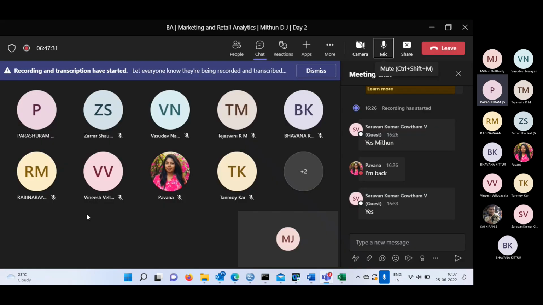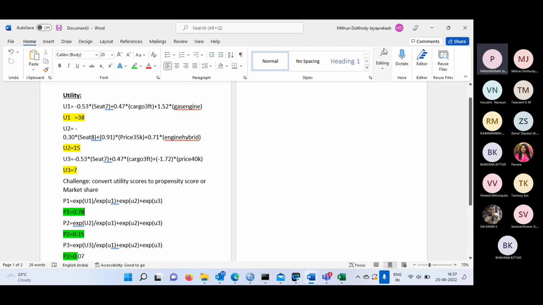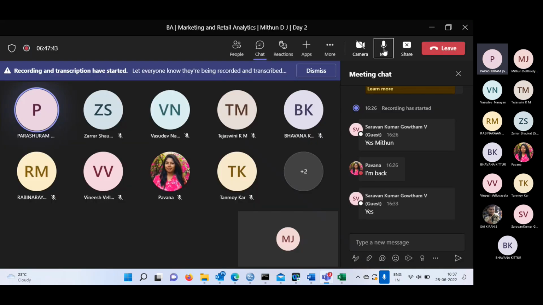Mithun, one more doubt. Here you mentioned seat 7 and cargo 3 feet, right? From where is each row value taken? You can take it for each user? Yes.